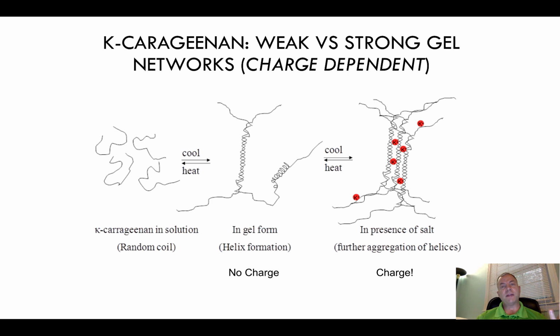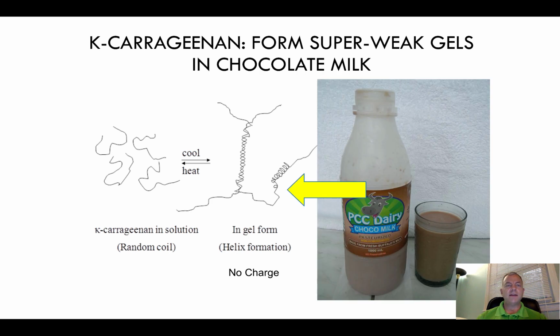So Carrageenan, if we heat it and then allow it to cool, we'll start forming helices, and this can form weak gels this way. But if we add in potassium, then we can get bridges across those helices and make a much stronger type of a gel. Again, we're taking advantage of those negatively charged sulfate groups. We put a positive charge in there, and we're able to draw some of these random coils, or helices rather, together.